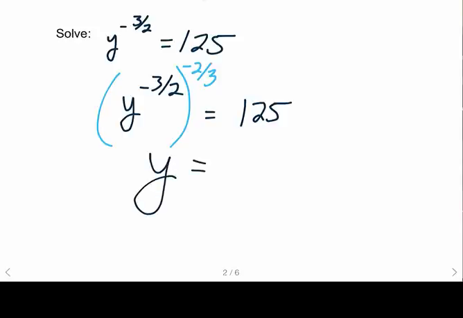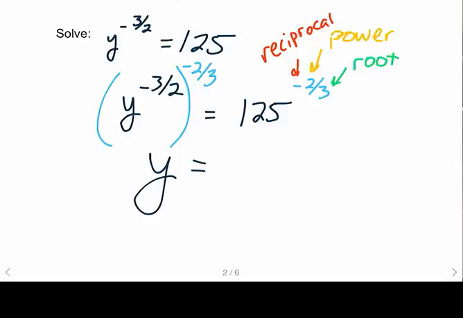Whatever we do to one side, we have to do to the other, and so I need to apply that negative 2/3 as an exponent to the base of 125. Now, looking at the different parts of the exponent, that negative 2/3: the negative is going to indicate a reciprocal, that 2 is going to indicate the power, and that 3 indicates a root. As such, our answer is going to be 1 over something.